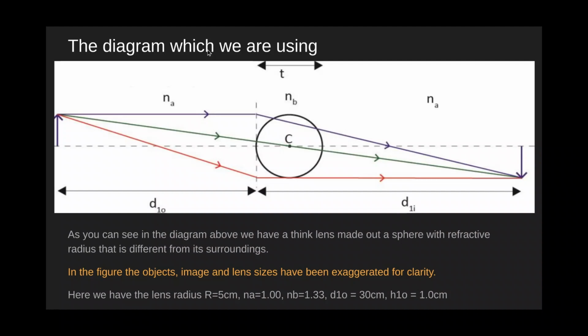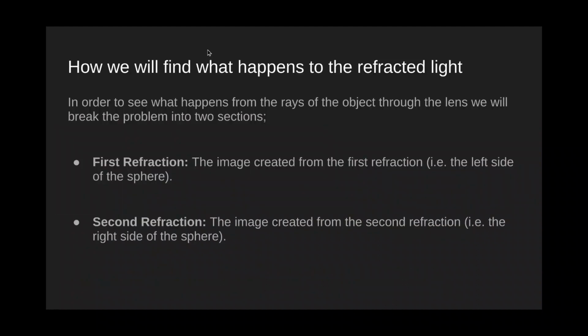So at the bottom we have our sizes. We have a lens of radius 5, a refractive index outside the lens of 1, and a refractive index inside the lens of 1.33. Our object has a distance of 30 centimeters and a height of 1 centimeter. One thing to note is that the object sizes and lenses have all been exaggerated to make it easier. So how are we going to solve this?